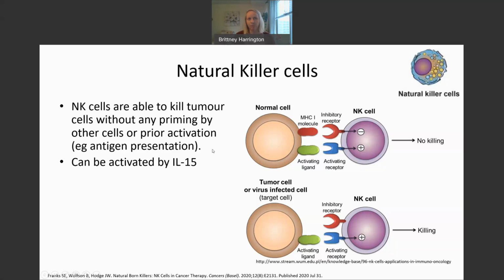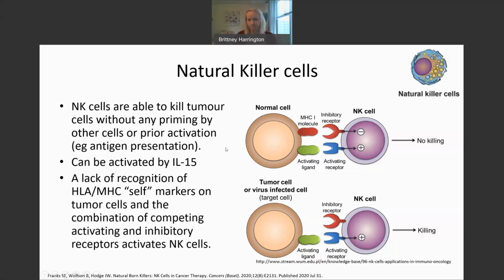They can also be activated by cytokines, particularly IL-15, which can activate the killing response of natural killer cells. In place of antigen presentation or activation, they can recognize cell surface proteins on normal cells and infected cells or tumor cells, and the lack of distinguishing self proteins. These markers across species are called MHC, major histocompatibility complex proteins. But when we're talking specifically about humans, you'll see HLA being described, so human leukocyte antigen.